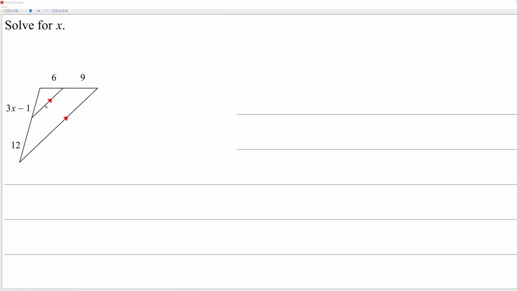It's a property in triangles. When you have a line parallel to one of the sides, rather than drawing the triangle separately, what you can do is just compare the parts along this side. So 6 is to 9, the parts along that top side, as 3x minus 1 is to 12. We'll write that down as a proportion. So we'll say 6 is to 9 as 3x minus 1 is to 12.